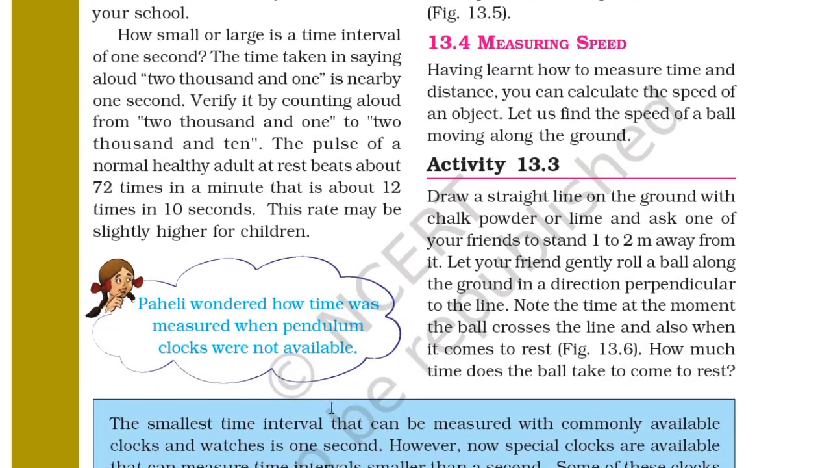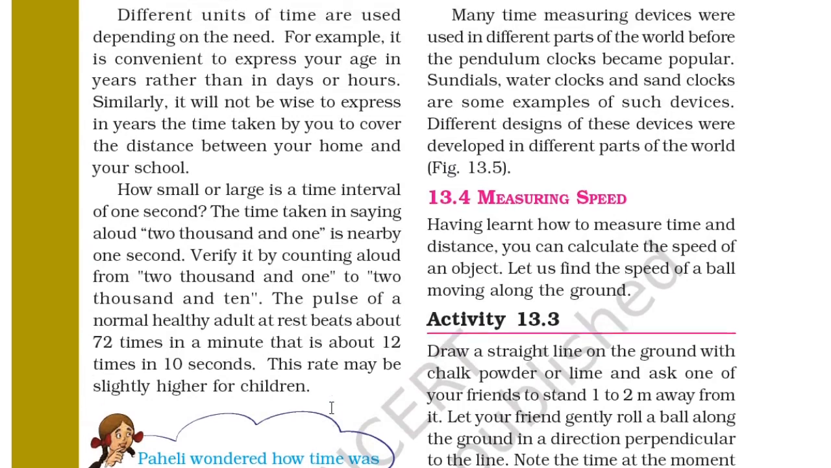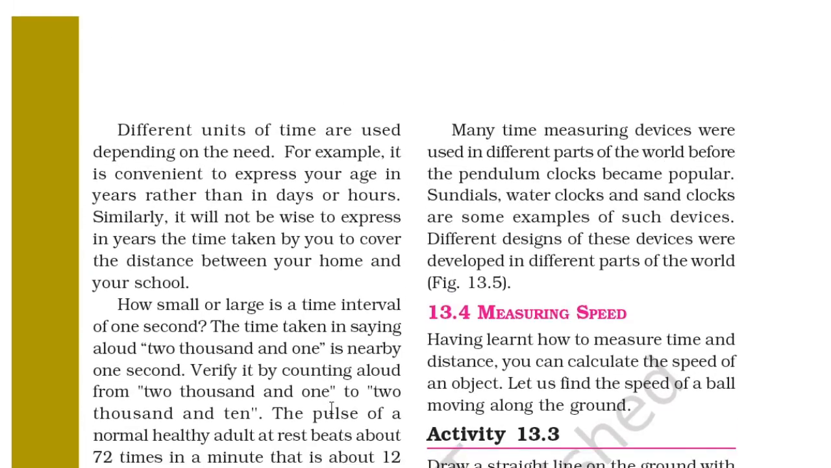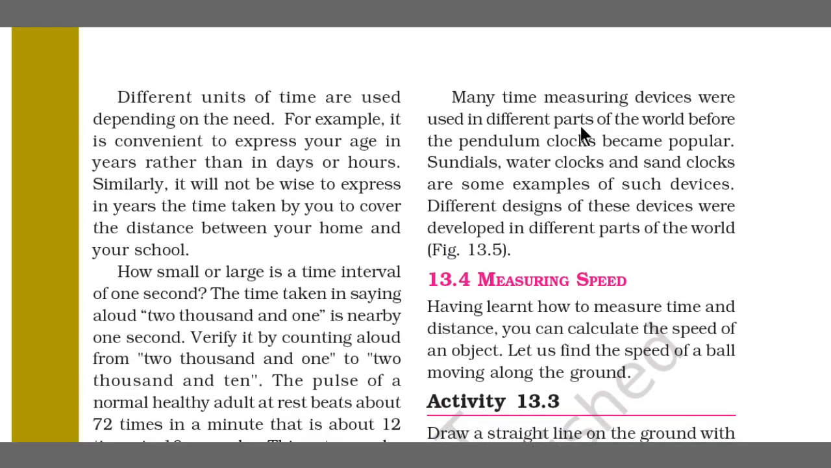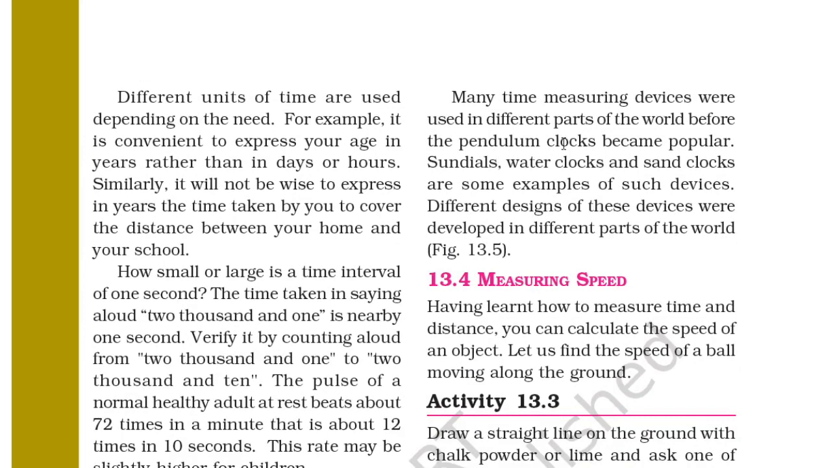Paley wondered how time was measured when the pendulum clock was not available. Many time measuring devices were used in different parts of the world before the pendulum clocks became popular. Sundials, water clocks and sand clocks are some examples of such devices. Different designs of these devices were developed in different parts of the world. So before the pendulum, sundials, water clocks and sand clocks were used.